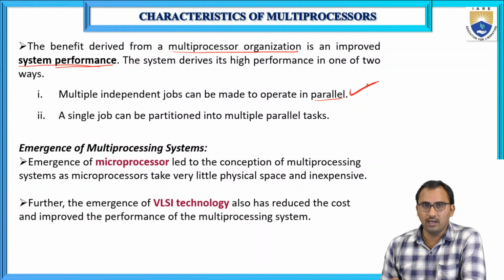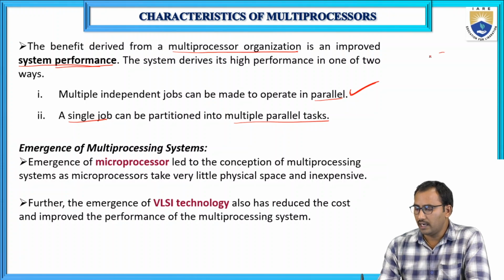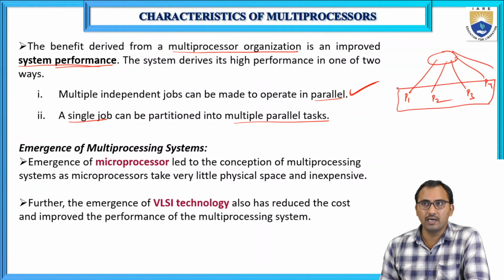The other way is that a single large job will be split or partitioned into multiple parallel tasks. A big task will be divided into multiple subtasks, and the subtasks will be shared by different processors like processor 1, processor 2, processor 3, processor 4. So the task can be completed in a lesser span of time, and the computer system's performance will be improved.